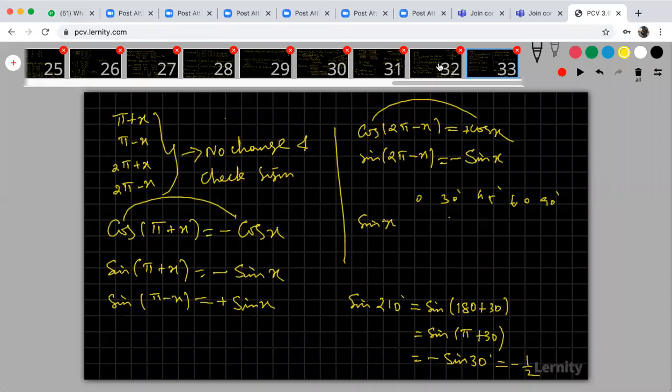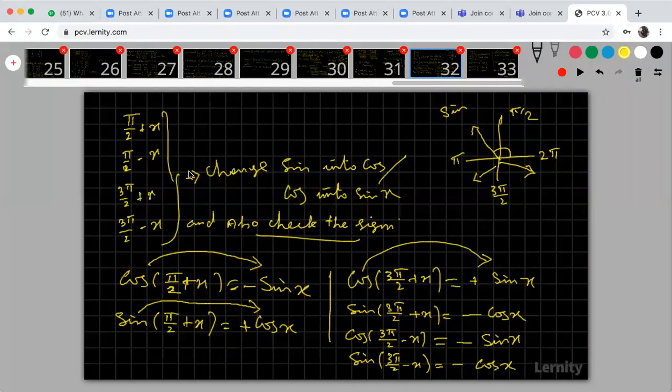Okay, no change means that is okay. Change means sine becomes cos, cos becomes sine. Similarly, if tan is given, change means cot. Cot means tan. Similarly, cosecant given means change into secant. Secant given means change into cosecant. That is the change. No change means no problem.